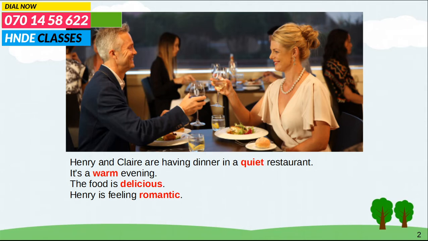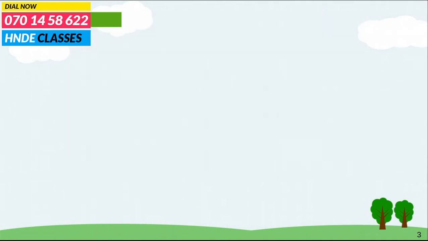So I hope you got this in our introduction section. All I needed was to introduce you to an adjective. What is it? What is its function? Its function is to describe or modify a noun. Quiet restaurant, warm evening, delicious food, romantic Henry. Henry is feeling romantic, so Henry is described by this adjective romantic. Moving on to the next section, where we will be discussing the word order of adjectives.